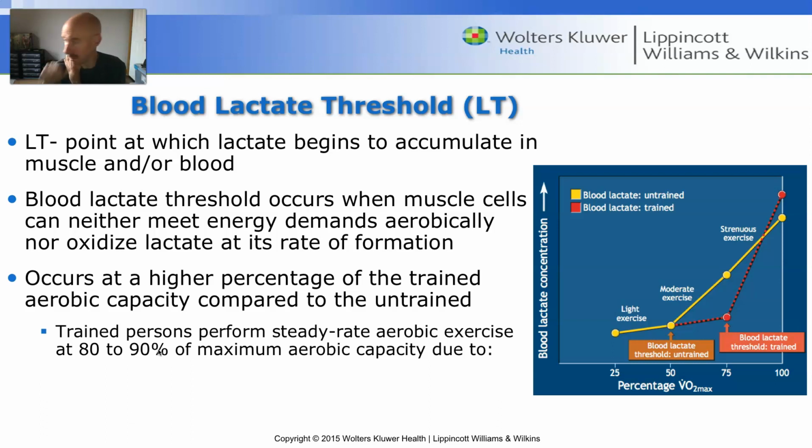A simple way to do that is to run a lot of hills. If you run a lot of hills, you're going to generate a lot of lactate going up those hills. So if you train hard on hills, you can really improve your lactate threshold to a much higher percentage of your VO2 max.